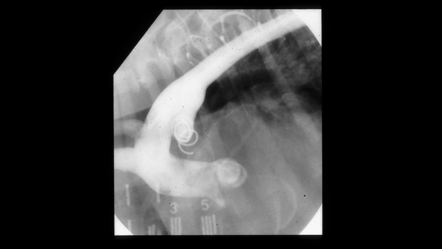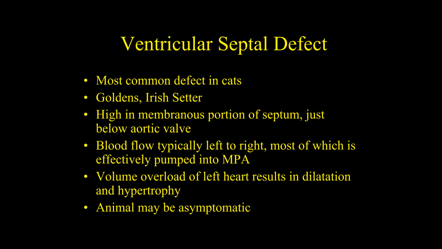Okay, so the next one we're going to talk about is a ventricular septal defect, or VSD. A VSD is relatively common in cats, in kittens, I should say, and in golden retrievers and Irish setters. So let's go look at some pictures.